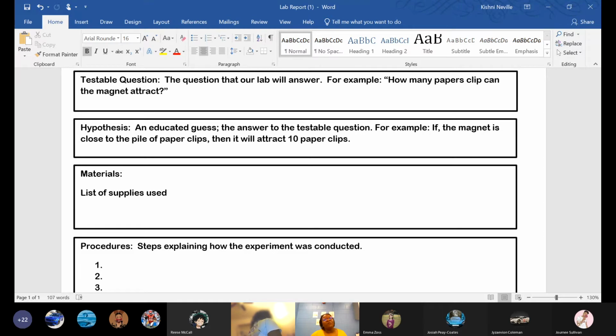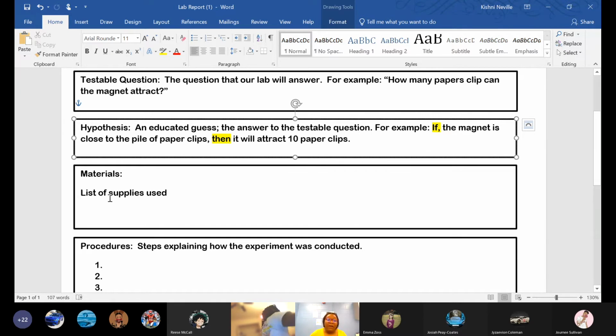What's the answer, the guess to that testable question? So an example that Ms. Neville provided for you here, you'll notice that a hypothesis always starts with an if-then statement. So the example Ms. Neville provided for you here is, if the magnet is close to the pile of paper clips, then it will attract 10 paper clips. So when we're looking here, we see that this hypothesis is a guess, but it also answers our testable question.